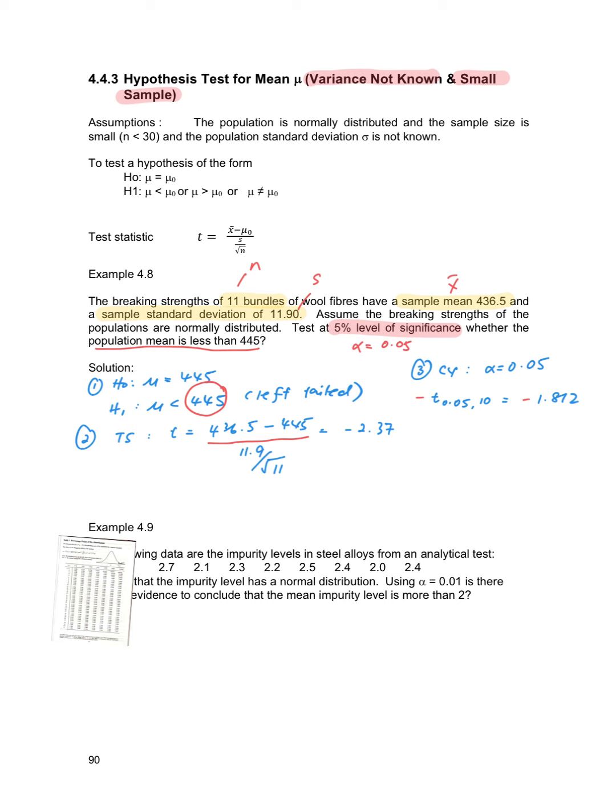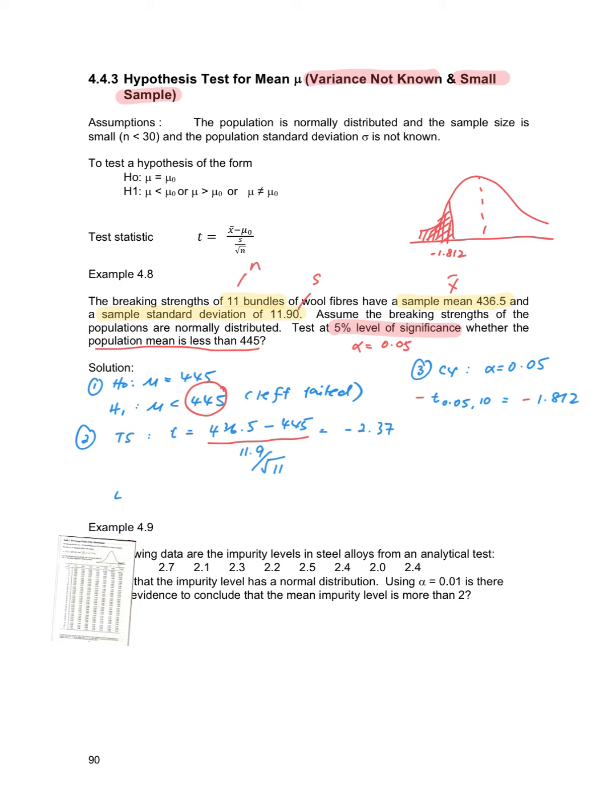Okay, no need to divide alpha by two because our test is a left tail test. So alpha does not need to be divided by two. So we draw the region to decide what the decision rule is. Okay, so this is a left tail test. So the critical value is negative 1.812. So any value that falls in this rejection region, we will reject.